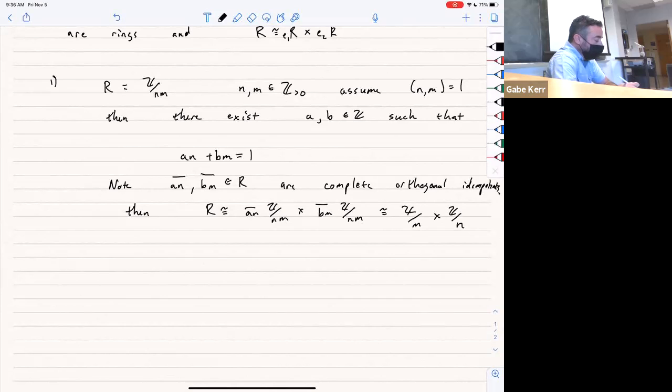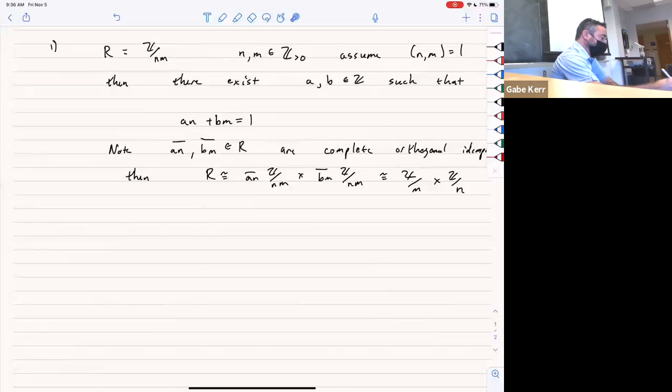In fact, the map, which is the projection to one of these, is just multiply by AN. Let's say we wanted to know what this isomorphism was as a map. I take something here, and I want to get what the first factor is in its isomorphism. Well, just multiply it by AN and take it mod M. That's not completely obvious, but it will work.